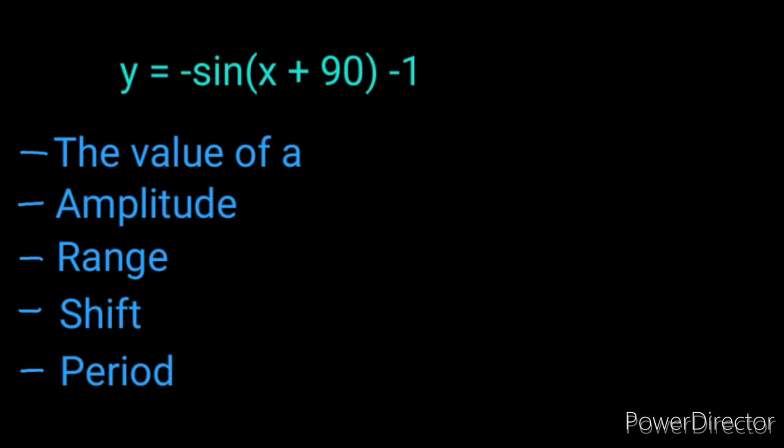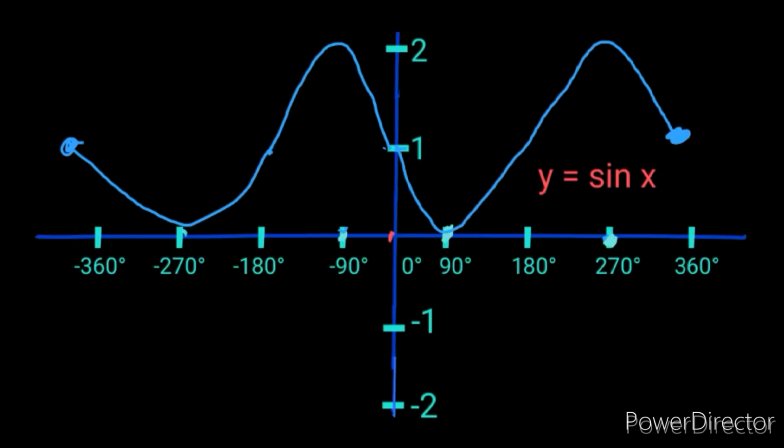Alright, here is another example. You are given y is equal to negative sine of (x plus 90) minus 1. So what is the value of a? The value of a is negative 1. They can, as a matter of fact, give you this in graphical form. So this is how it's going to look in graphical form.